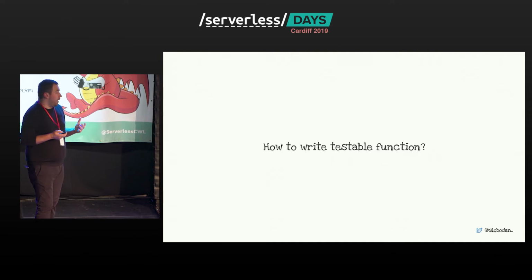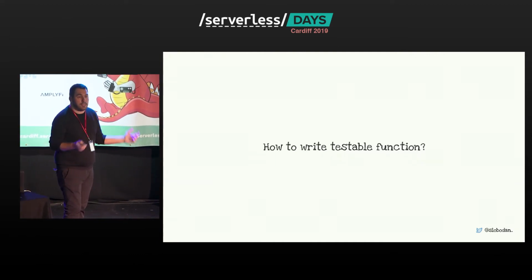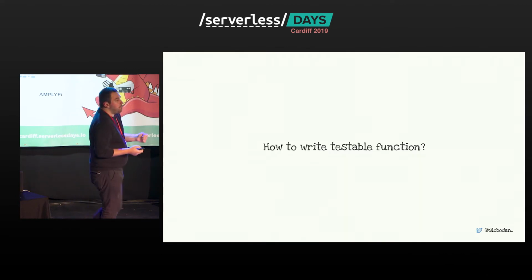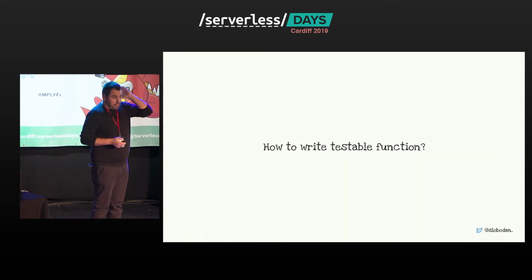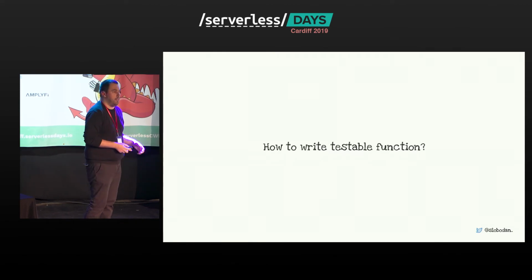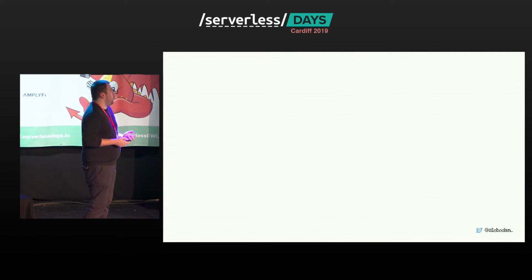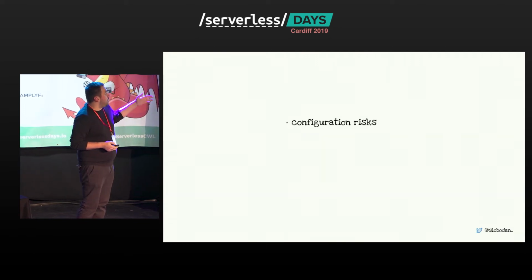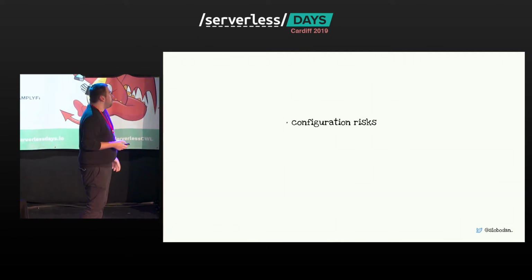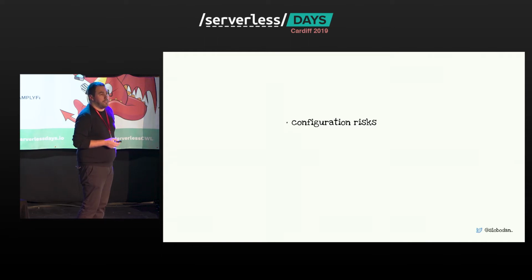So another thing that Alex and his team thought about is how to write a testable function. Well, there are many ways to write testable functions, but they tried to see what risks they have with serverless applications. And they identified 4 different risks. First one is configuration risk. So do you have the right permissions for your function, for example, to access the database? Are you accessing the right database and things like that?